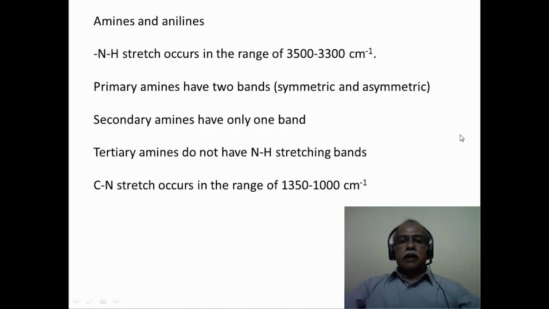In the case of amines and anilines, the NH stretching frequency occurs at slightly higher frequency compared to the OH stretching frequency. Primary amines will have two bands. This is a very characteristic feature of primary amines because of the symmetric and the asymmetric nature of the NH stretching frequency. Secondary amines, on the other hand, will have only one band corresponding to NH stretching frequency. Tertiary amines do not have NH stretching frequency because there is no NH bond in the tertiary amines. In addition to the NH stretching frequency, one should also observe the CN stretching frequency at 1350 to 1000 inverse centimeter in the case of amines.